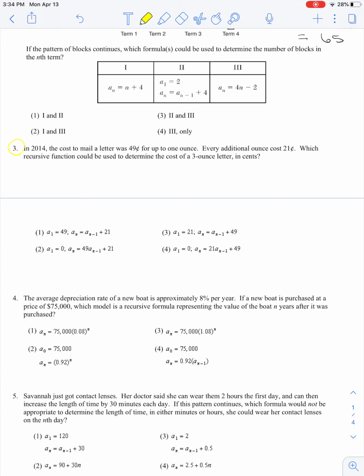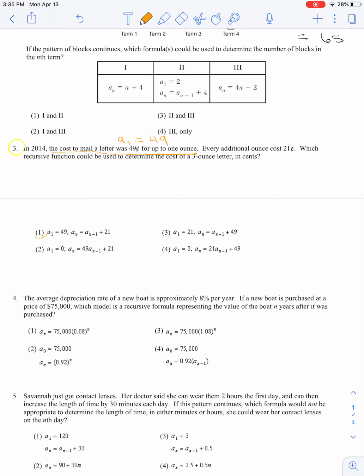Okay, let's take a look at question number 3. So when you're looking at question number 3, they want to know which is going to be a recursive formula to determine the cost of a 3-ounce letter. Okay, so first we have to figure out if it's arithmetic or if it's geometric. So let's take a read through it. So the cost to mail a letter was 49 cents up to 1 ounce. So that means A sub 1 should be 49 cents.